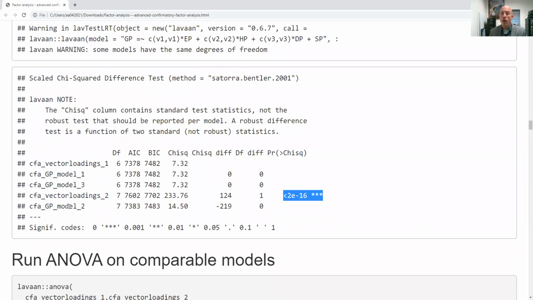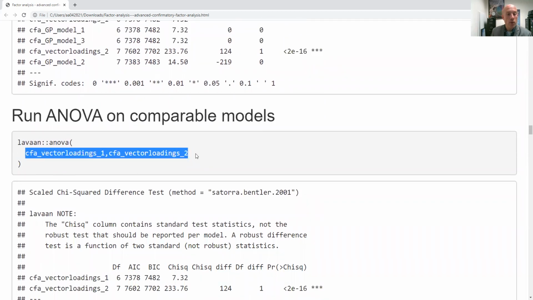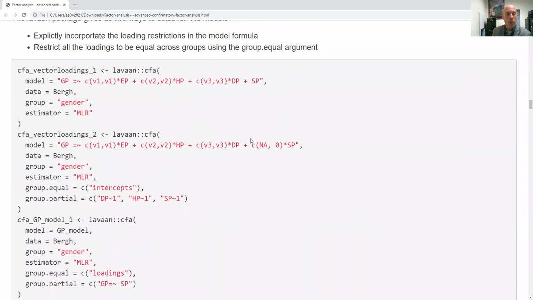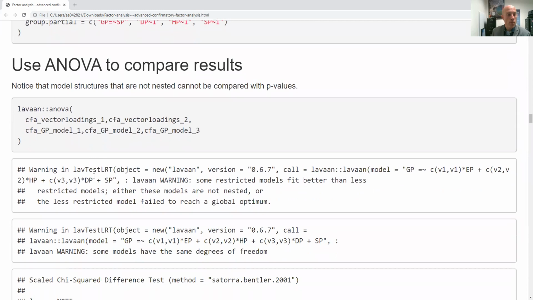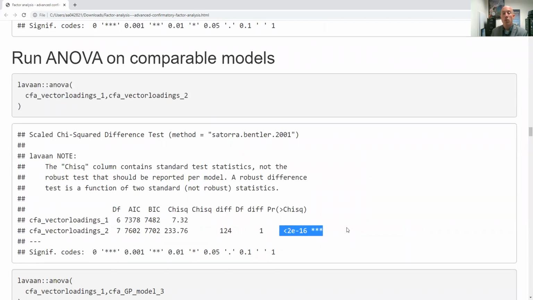So let's go ahead and run ANOVA on comparable models. Let's do vector loading 1 and vector loading 2. If I look up here, I can see that the difference is there's nothing multiplying SP, while here I have that restriction. And we have group.equal and group.partial being added to the second one. Let's see what happens. And here we see statistical significance. So the one that is less restrictive is the one that we would prefer to use between these two.